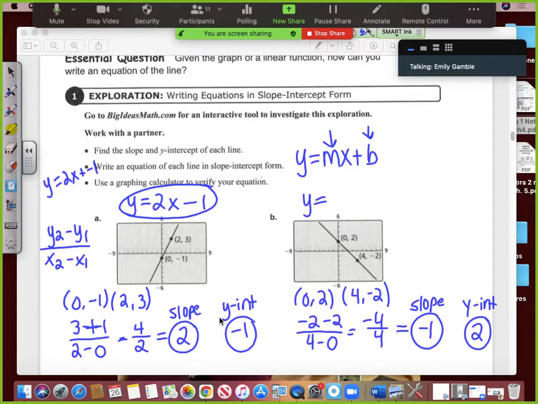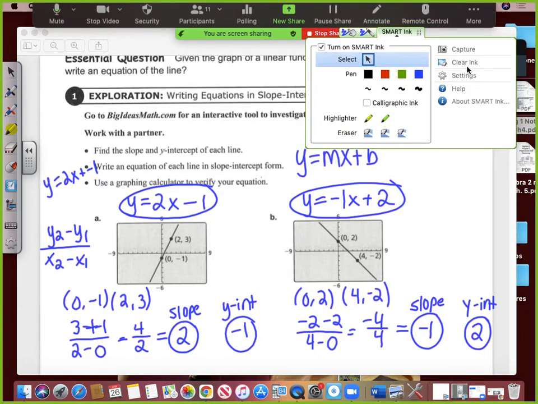Noah? Would it be y equals negative 1 plus 2? Yes, you're just missing something. Oh. X, negative 1x plus 2. Perfect. Now you can write the negative 1, or you can actually write just a negative symbol and then the x, and drop the actual 1, and I'll still understand what that means. Okay, so that's writing equations in slope-intercept form.